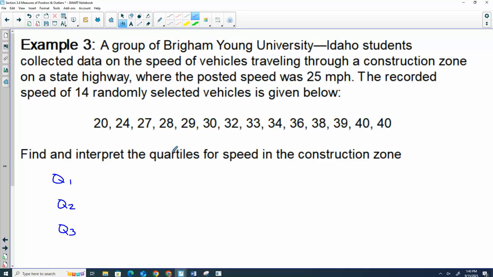All right, we're doing stats now. Let's start with quartile 2. What's quartile 2 also known as? 50th percentile, or the median. Okay, we've done that before. I was nice and I already put your data in small to large order.